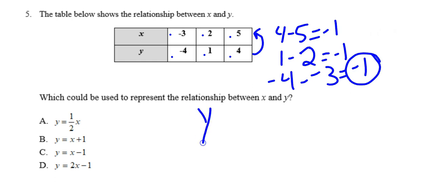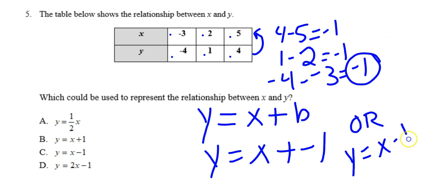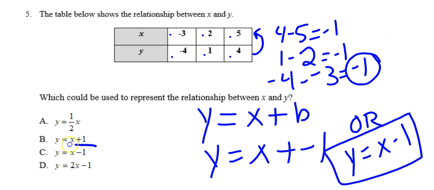So the way that we represent this for an additive relationship is y equals x plus b. So this would be y equals x plus -1 or y equals x minus 1. Same thing. So our correct answer is C.